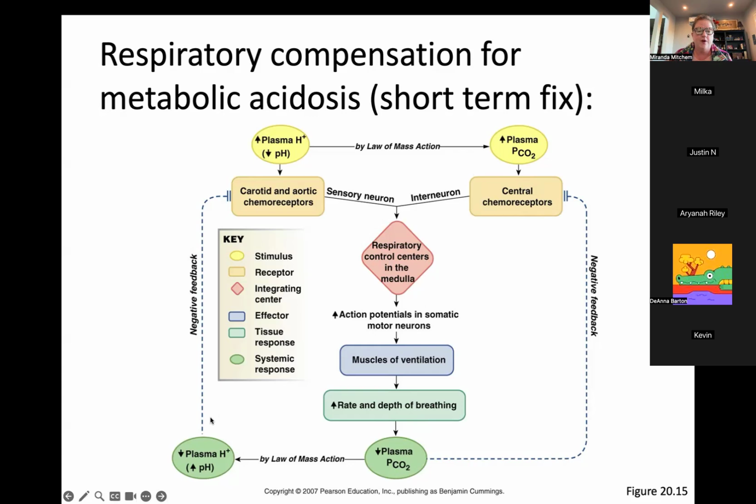And the same is true for our hydrogen ion and pH. They shut off when we get to our normal homeostasis for that. So this is a short-term fix of a metabolic acidosis. Respiratory acidosis is not being caused by the kidneys. That's being caused by other things.